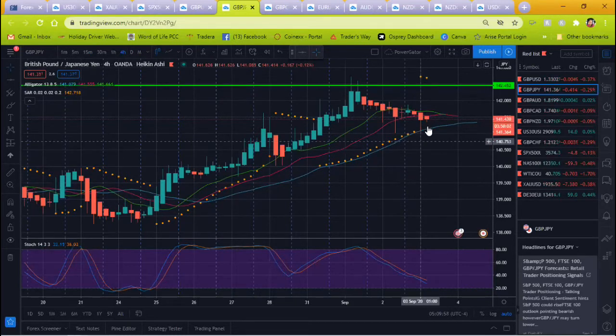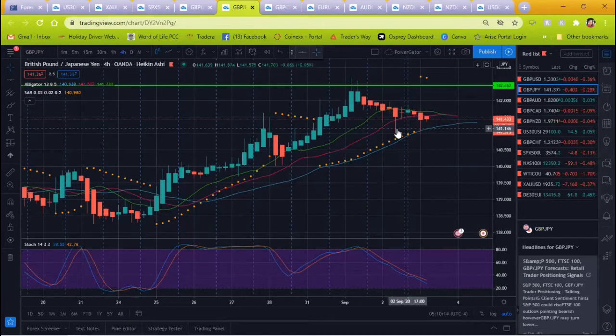So when this alligator mouth is closed, this is what we call the alligator. Those 3 lines, green, red, and blue, that's the alligator. When that alligator mouth is closed, we do not eat. So if the alligator is not eating, we do not eat. We wait till that alligator mouth is open.